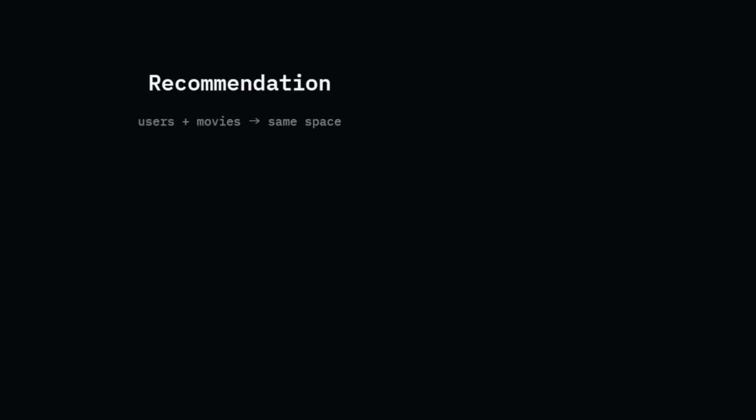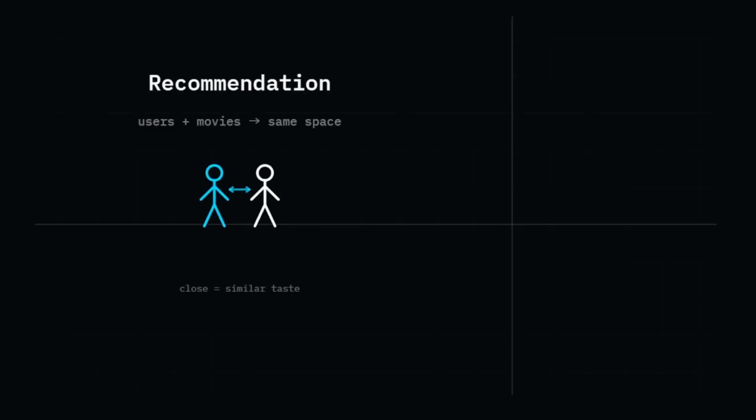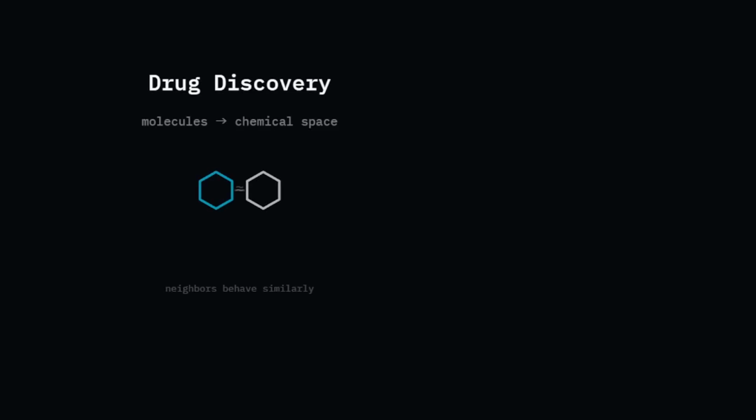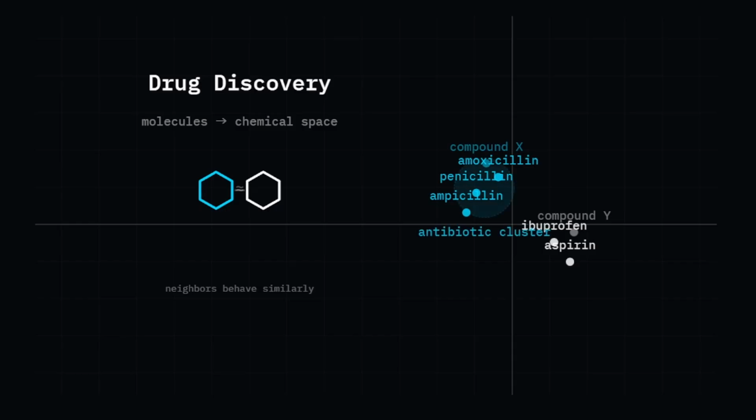Recommendation systems embed users and movies into the same space. You and a stranger end up near each other, not because someone matched you manually, but because your tastes point in the same direction. Close in space means you'll probably like what they liked. Drug discovery uses embeddings for molecules. Two compounds that sit near each other in embedding space tend to behave similarly in the body. Want to find a new antibiotic? Look for neighbors of the ones that already work.